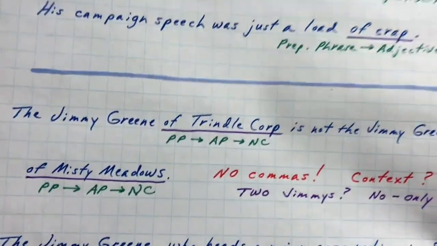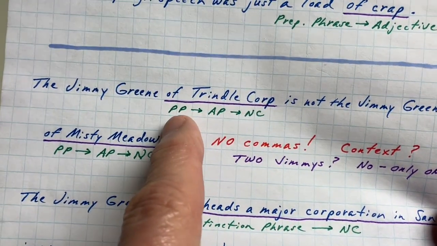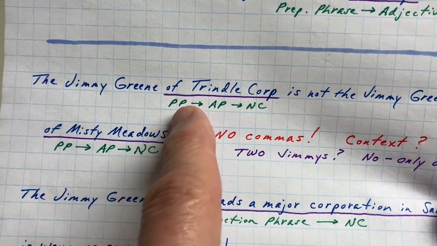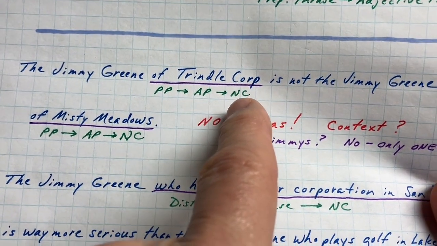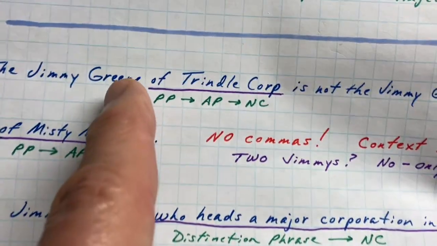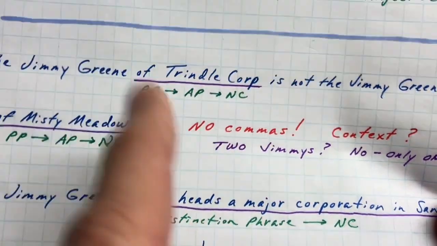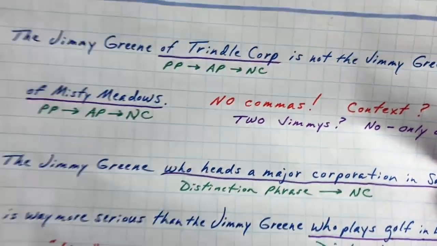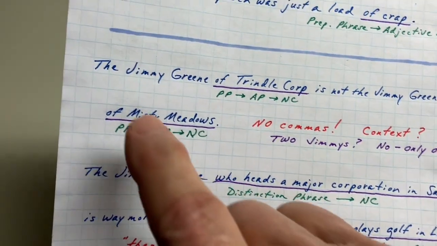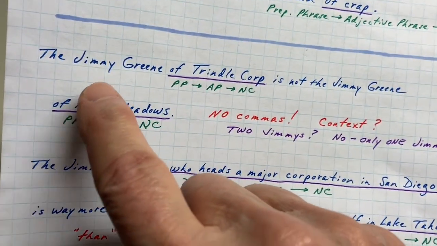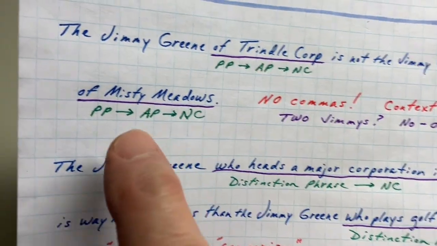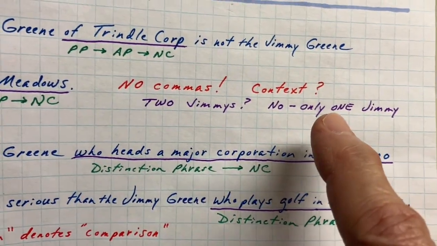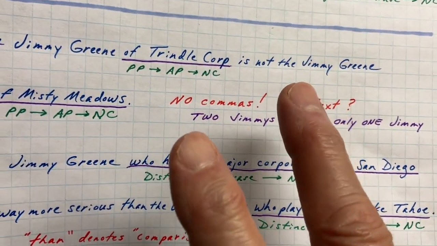So you see we have the prepositional phrase here, and you could say it used to be called an adjective phrase, but now it's called a noun complement, okay? And you see no commas, right? Keep that in mind, no commas. Now, you're thinking, well, wait a second, the Jimmy Green of Trindlecore, and then you see the Jimmy Green of Misty Meadows. And you're thinking, are there two Jimmys?